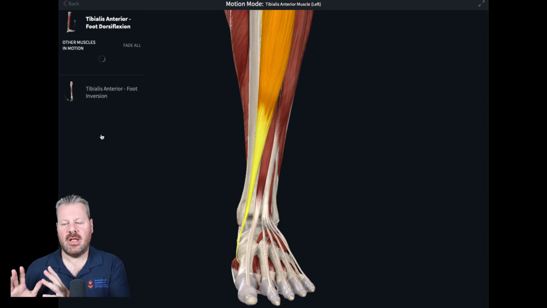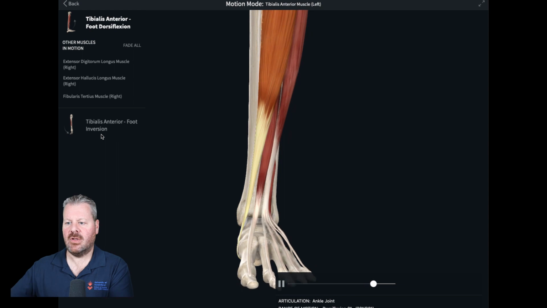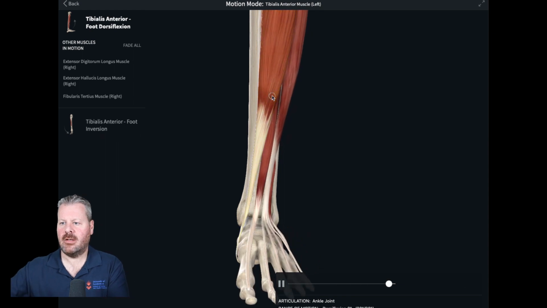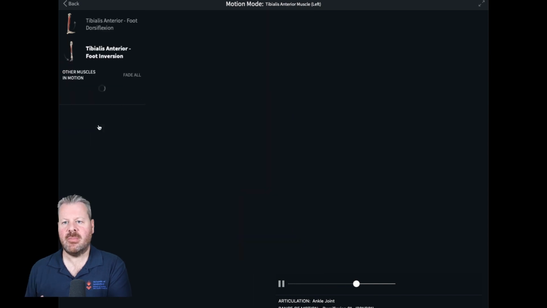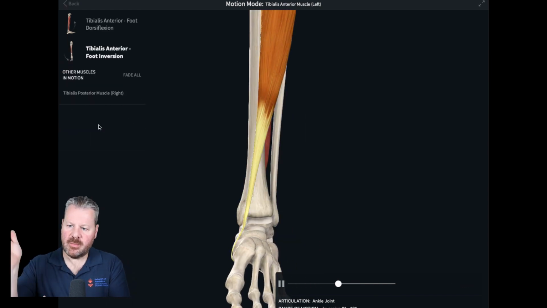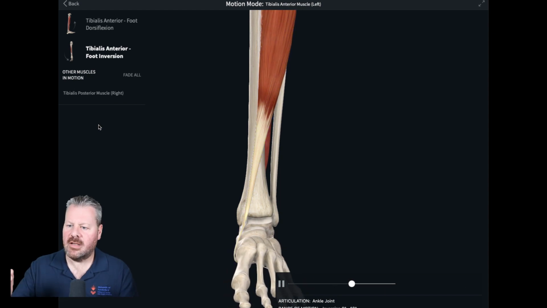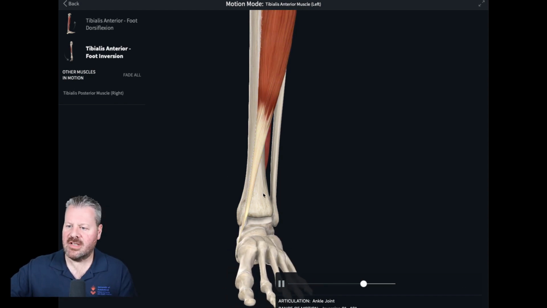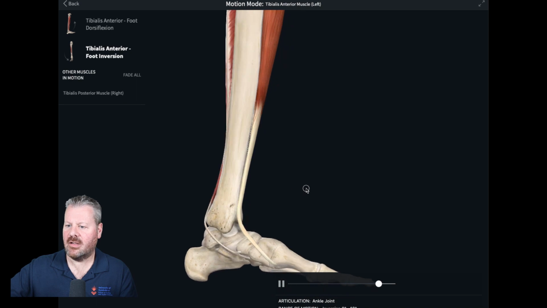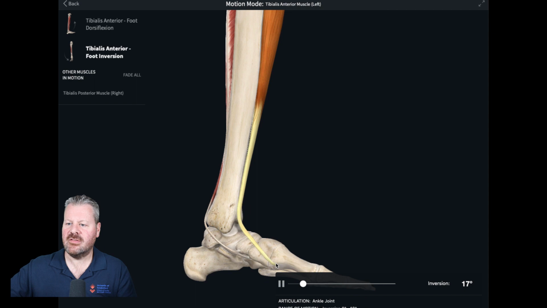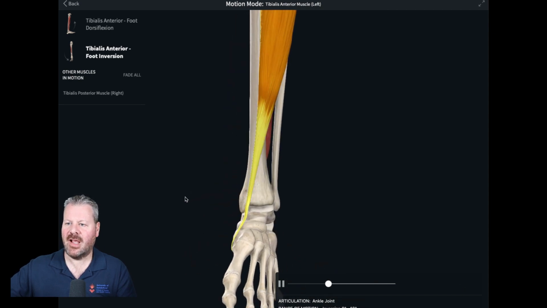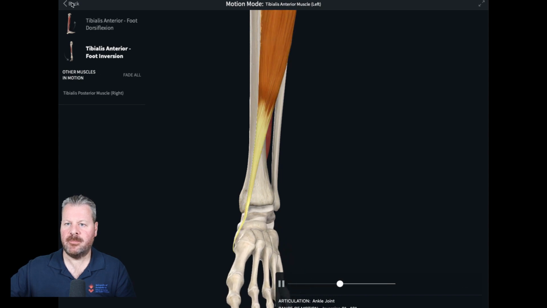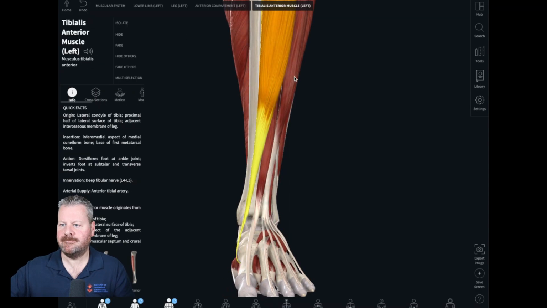Primarily is a dorsiflexor of the foot. But you can also see, because of its attachment point, because it's coming across at an oblique angle, then it is attaching on the inside, just there at the base of the first met, and is involved in inversion as well. So dorsiflexion and inversion together. Very strong muscle.